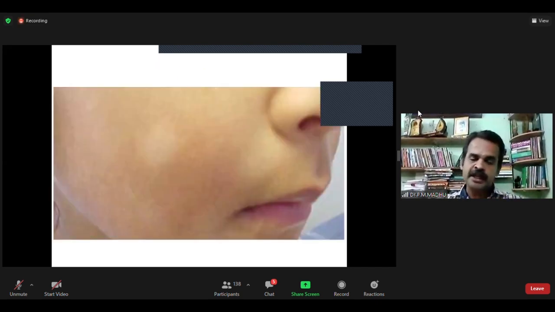So this is an example. In Tinea alba, we will apply some ointment over the face.